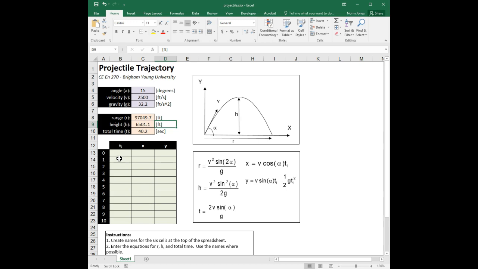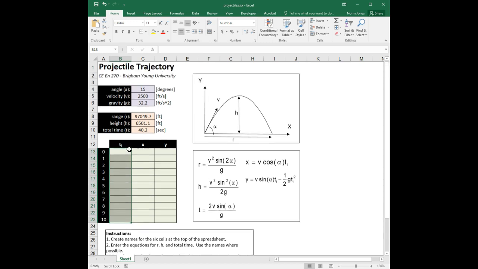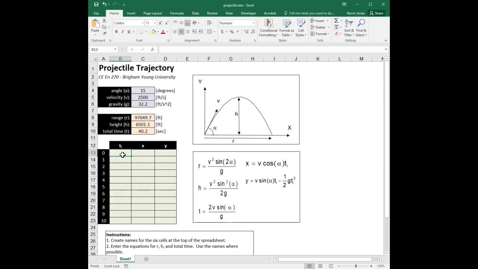The next thing we're going to do is pick a set of times between 0 and 40.2, and put them in this column right here. The instructions say, enter formulas for the t column in the table, and have the times be a fraction of the total time based on the step number divided by 10. Okay, so we're going to say it's equal to, and by the way, we're supposed to name these cells too, if I don't want to get ahead of myself.